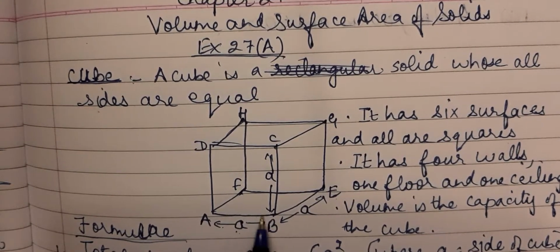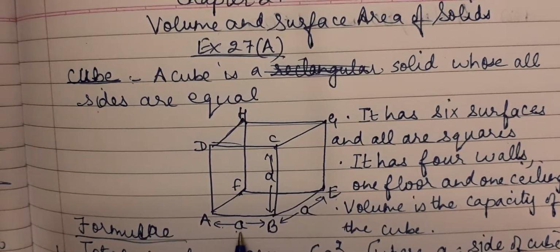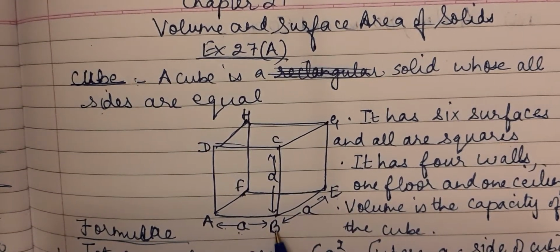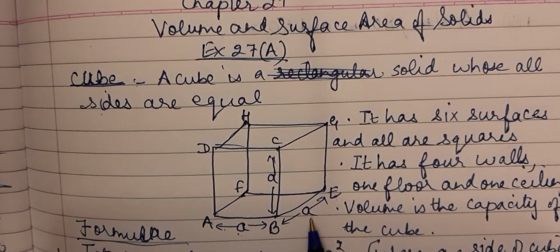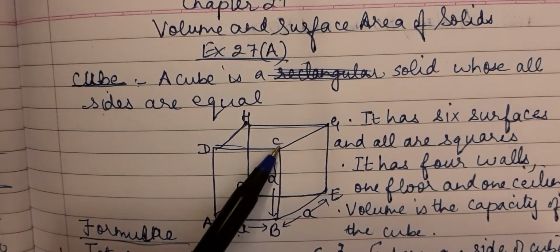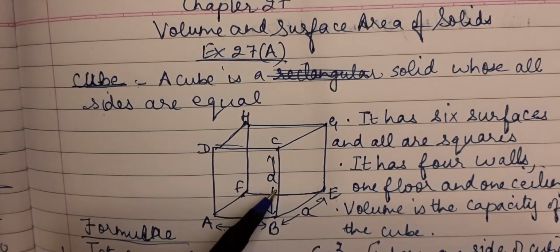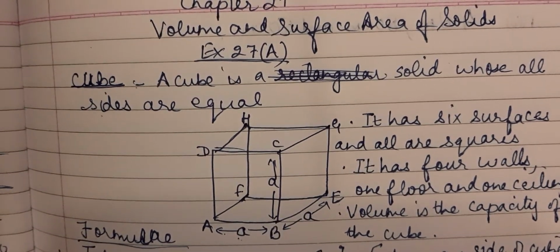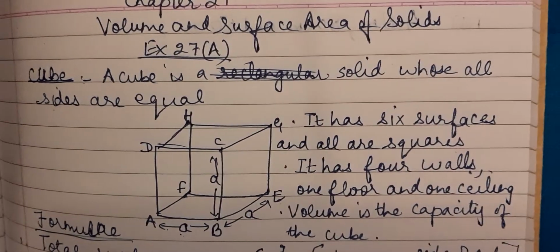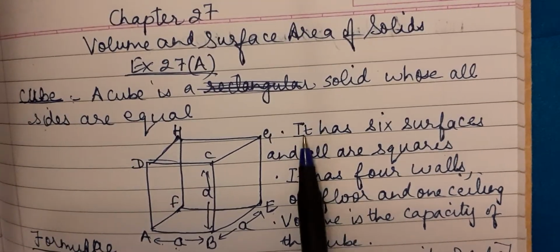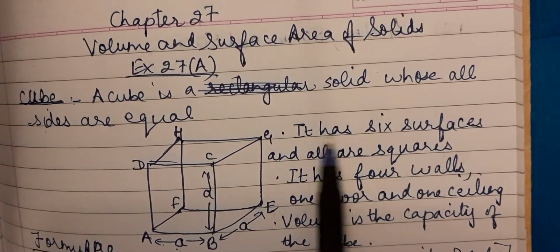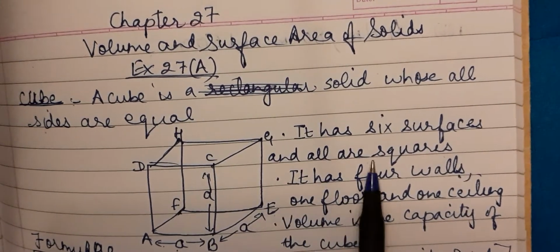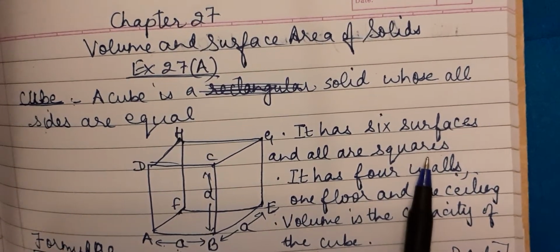So AB is the length which is having A units. BE is the breadth which is also having A units. And BC is the height which is also having A units. As the length, breadth and height are equal in a cube. And how many total surfaces does a cube have? It has 6 surfaces. And all the surfaces are square in shape.